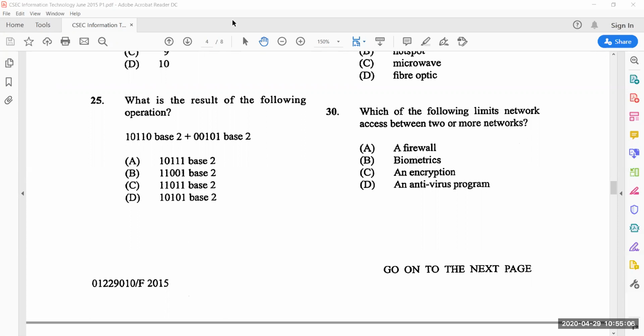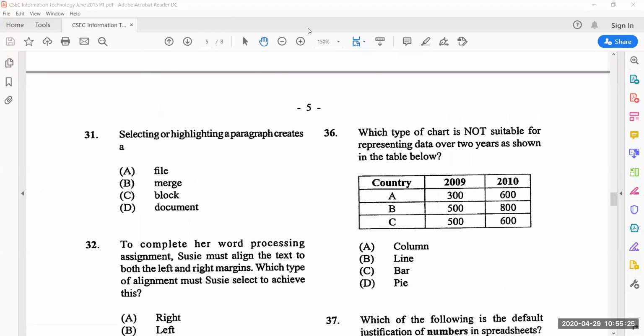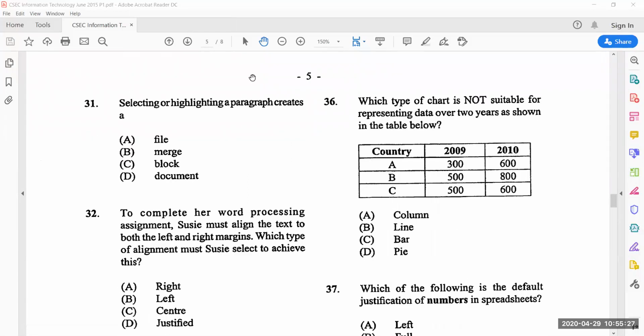Biometrics is used for physical security. Encryption, we discussed it a couple of times, is used for encoding and decoding, scrambling data. And the antivirus program will protect a computer system from malicious software. Okay, let's go on to 31. Selecting or highlighting a paragraph creates a block. Yes, a block. Correct.